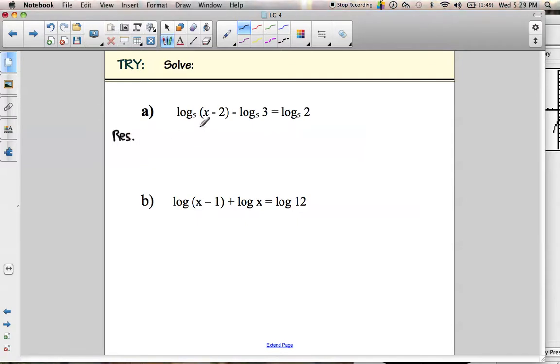Okay, the restriction. I have an argument here with an x in it. No x, no x, so this is the only one I'm going to be looking at. So I have x subtract 2 greater than 0. So x has got to be greater than 2. Okay, so we keep that in mind. There's my restriction.